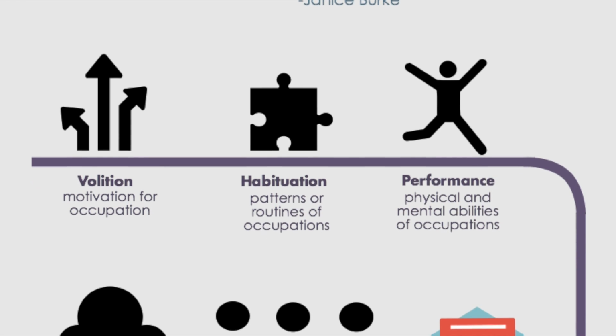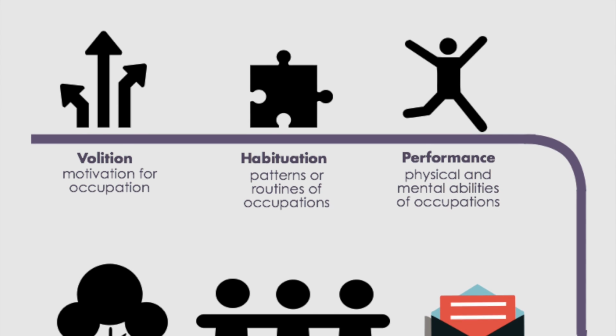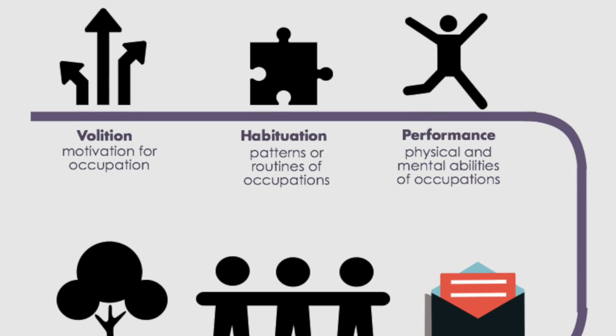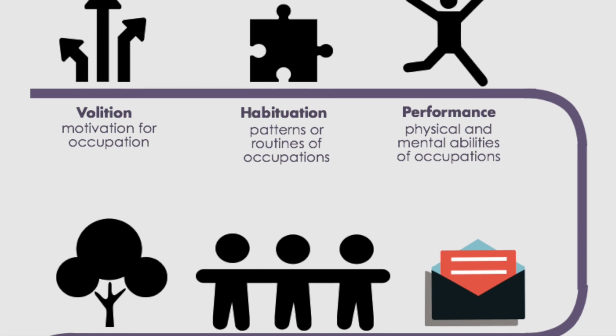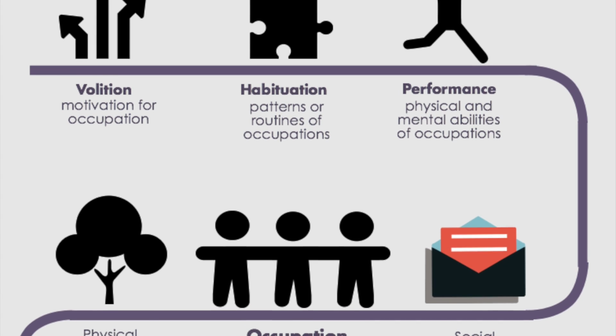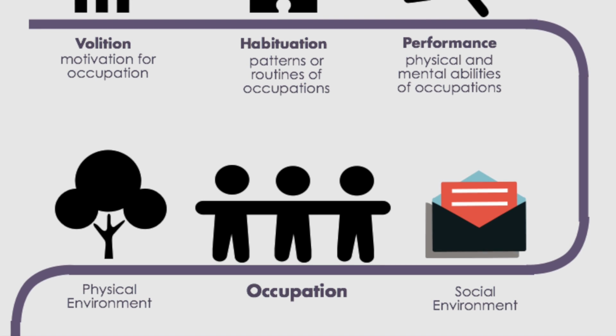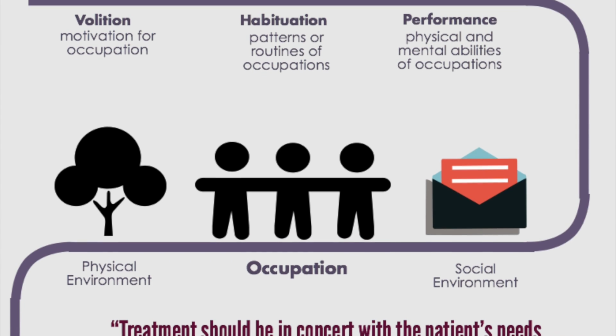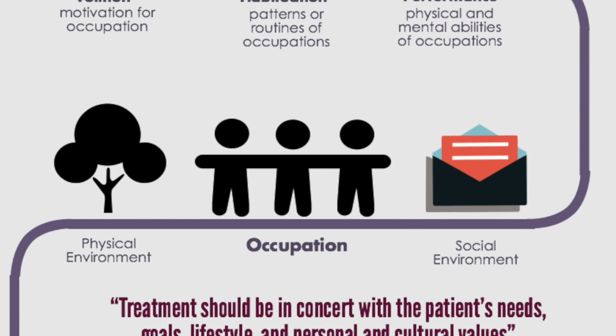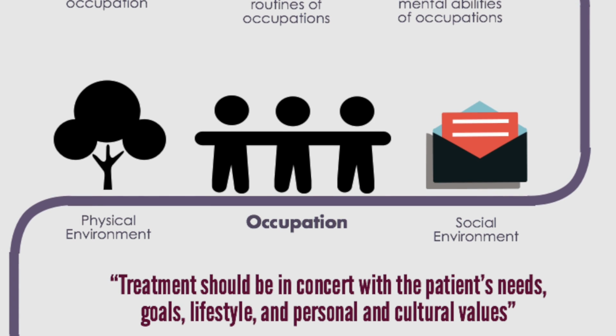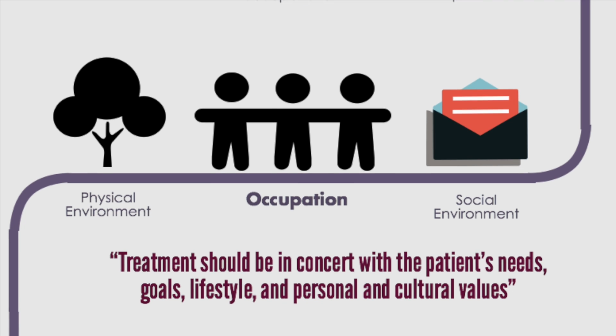One of the main concepts of the model is that humans are made up of three components: volition, the motivation for occupation; habituation, the patterns or routines of occupations; and performance, the physical or mental abilities of occupations. These three components help inform the therapist of who the client is as an individual and lends ideas on how to modify the intervention based on the client.